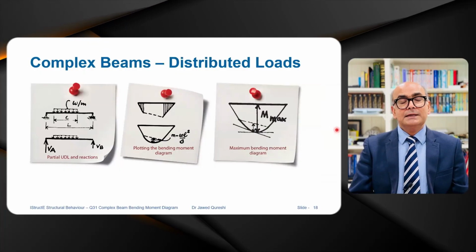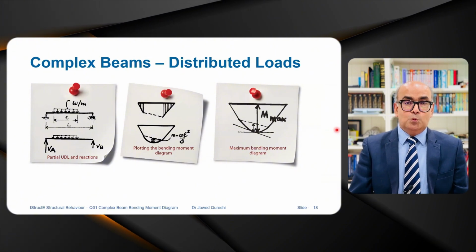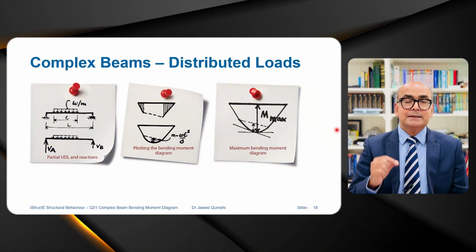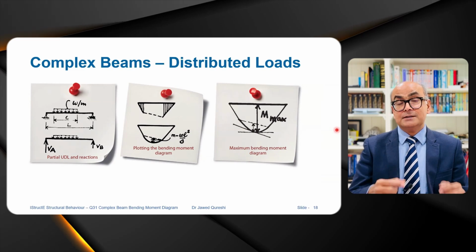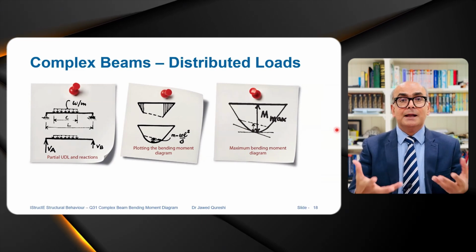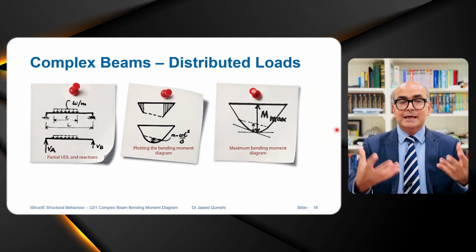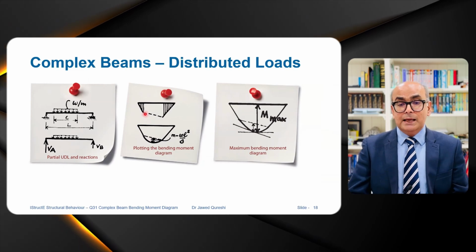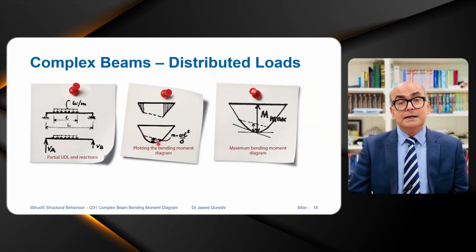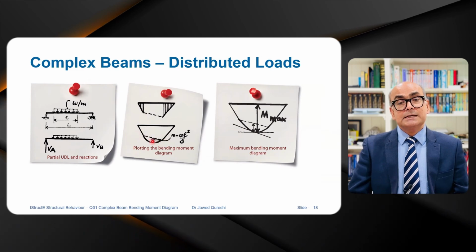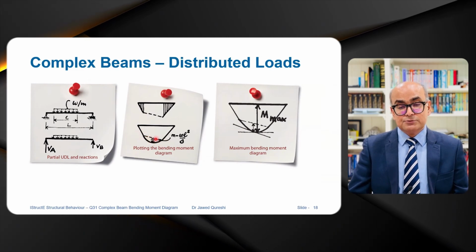The second point is distributed load. What happens when we apply distributed load? And the effect is pretty obvious. When we apply distributed loads, then sagging will happen and the bending moment diagram will be curved. It will not be a straight line anymore.